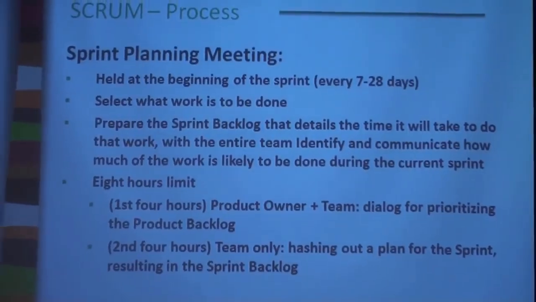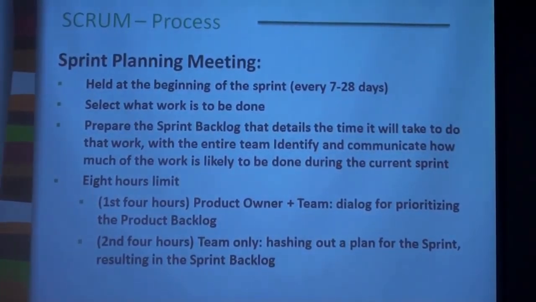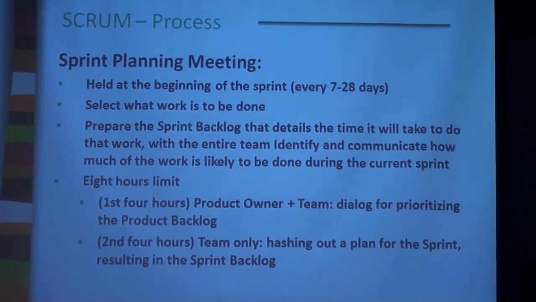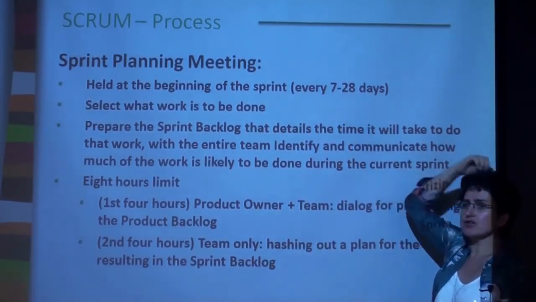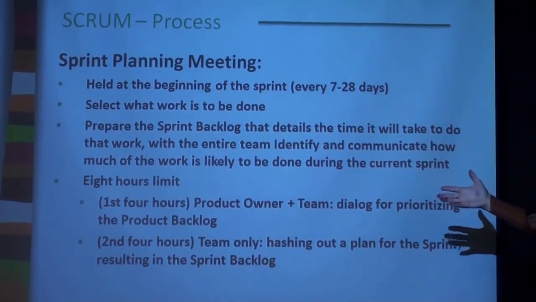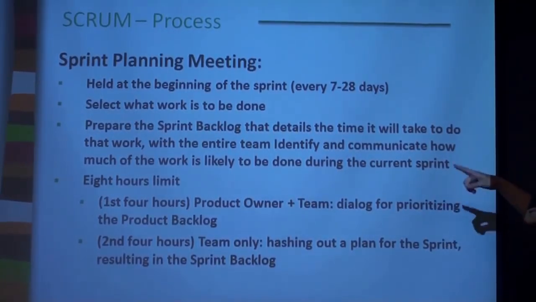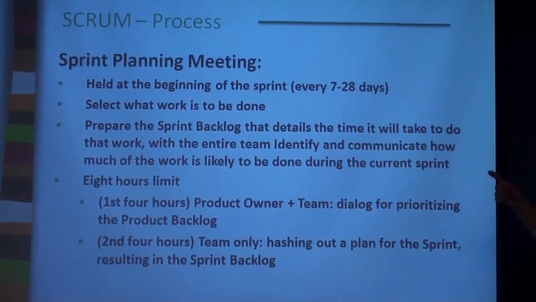So, before we start a sprint, we would have a sprint planning meeting. In this sprint planning meeting, again, it should be held every 7 to 28 days. It depends on the duration of your sprint, right? If your sprint is 1 week, which is 7 calendar days, so 5 business days, then you would have this meeting every week. If your sprint is 4 weeks, then you would have those meetings on a monthly basis.